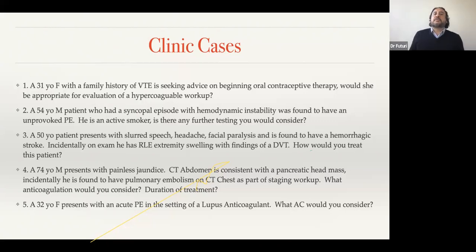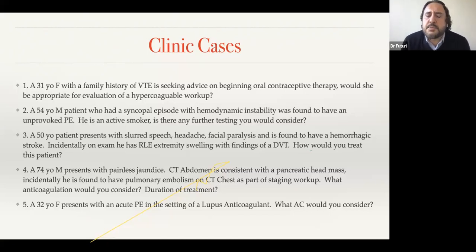The second one, a 54-year-old male patient, had a syncopal episode with hemodynamic instability. He's found to have an unprovoked pulmonary embolism. So this patient comes into your ER, you'd probably start him on unfractionated heparin. If he is not improving with pressor support, then you may want to even consider urgent thrombectomy. Now that he's stabilized, though, you find that he's an active smoker. Was there any other further testing you'd consider?